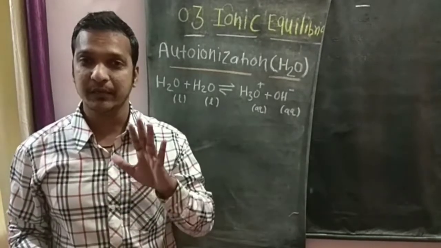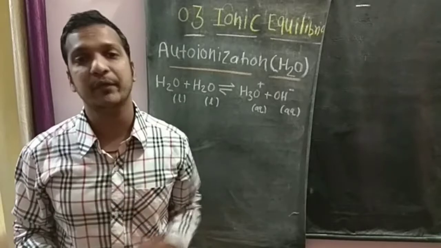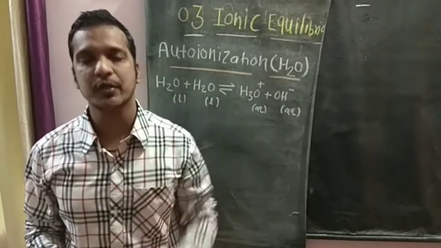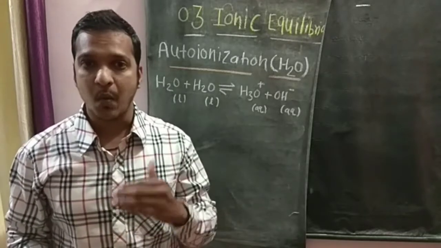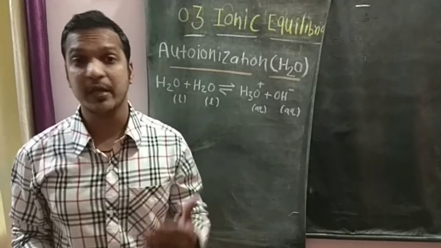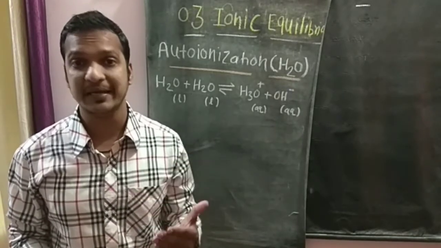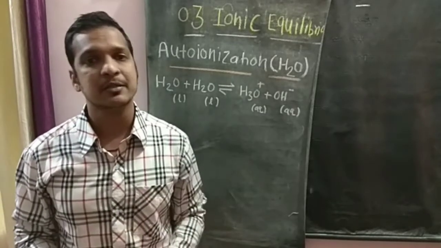In the last lecture, we have seen the Ostwald dilution law for weak acid and weak base. Now, in this lecture, we are going to start autoionization of water, H2O. We know the nature of water. Water is a weak electrolyte. Why is it a weak electrolyte? Because it ionizes to a very small extent. It is a bad conductor of electricity because it ionizes to a very small extent.